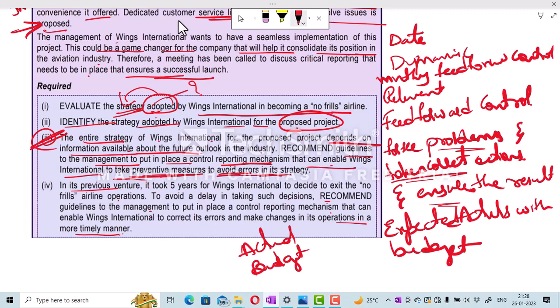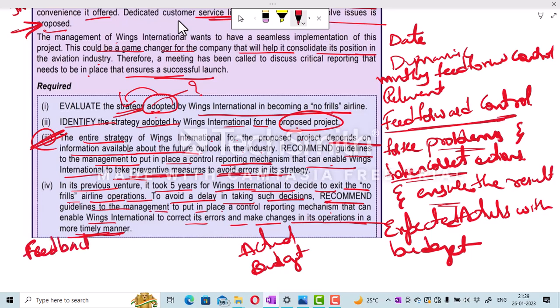Next one: in the previous venture, it took 5 years for Wings International to decide to exit the no-frills airline operations. To avoid a delay in taking such decisions, we recommend guiding the management to put in place a control reporting mechanism that can enable Wings to correct its errors and make changes in the operations in a more timely manner. See, if before implementation of any project we are taking any controls, that is called feed forward control. If after implementation, what will that be? Feedback control.